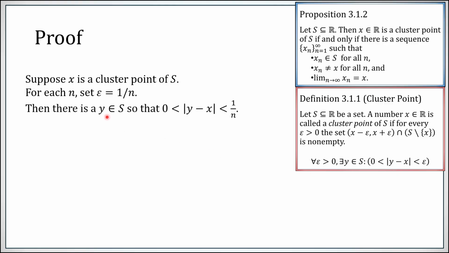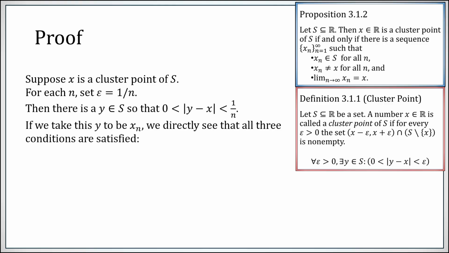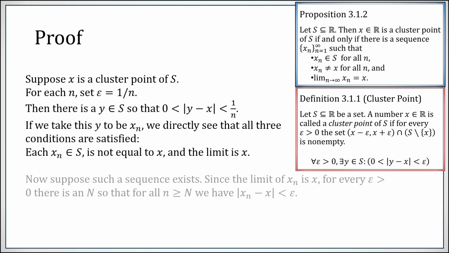So there is a y in the set where this chain of inequalities holds. Let's call that point x sub n. We now have all three of these conditions satisfied. The point was in the set. It isn't equal to x because this absolute value was not 0. And by applying a squeeze law argument, we see that the x sub n's will in fact be converging to x.